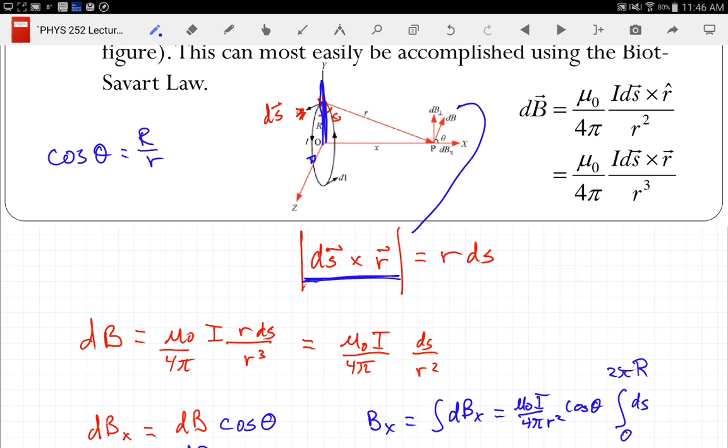Question, Chad? So the whole dB equals mu naught over 4 pi times I dS cross r over r squared, that whole thing comes from the Biot Savart Law. That is the Biot Savart Law. Right, so that'll just be given to us. The Biot Savart Law, yes. It's not something you have to memorize.